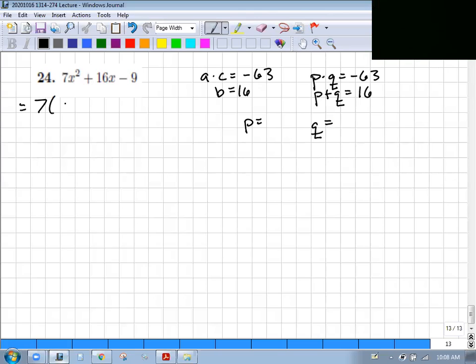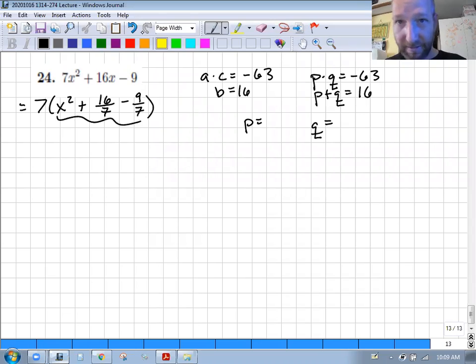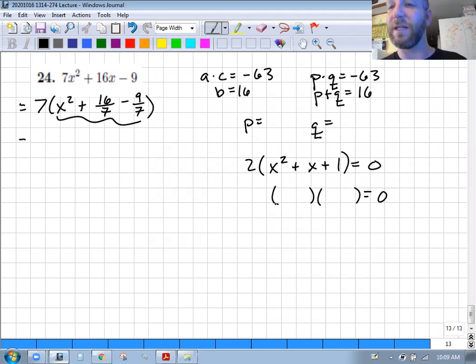If we rewrite this as 7 times x squared plus 16 over 7 x minus 9 over 7. If we factor this ugly guy, all right, I guess we could leave the 7 in there. See, the thing is, if you have x squared plus x plus 1, right? You could factor that and get solutions, right? But if you have a 2, you can have any number there, you know what I mean? So if we factor it, we kind of have to deal with these fractions because you can always multiply through.